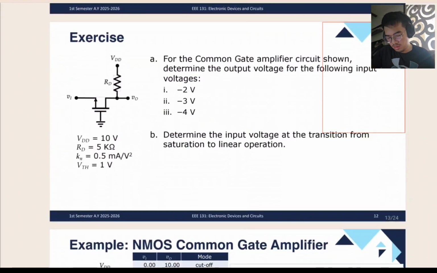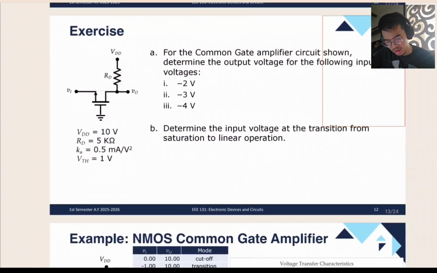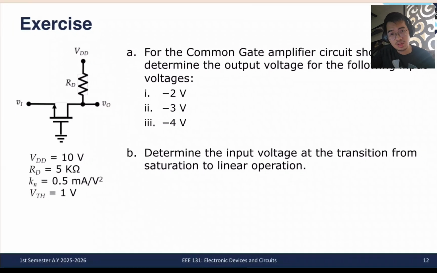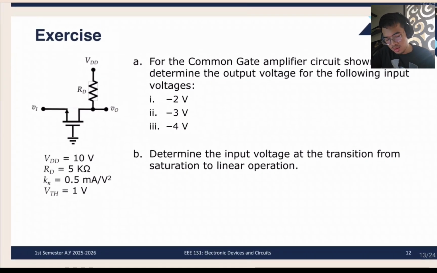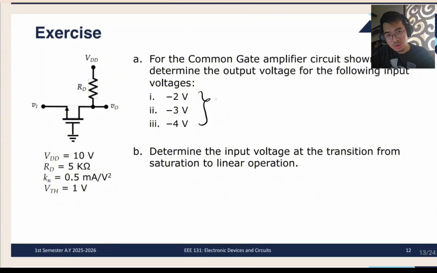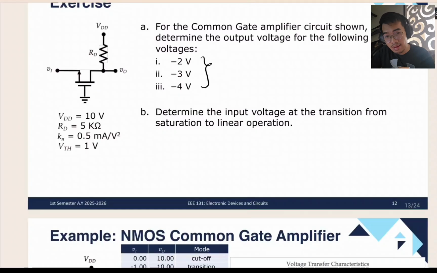Okay. So before we start, let's go through this exercise. Before we characterize the gain of this common gate, let's first go through this common gate amplifier circuit. Let's try to solve this exercise. Determine... this is actually easy, guys. You should know how to solve the circuit using this, but let's try to solve B because that's the more interesting part, solving the transition.